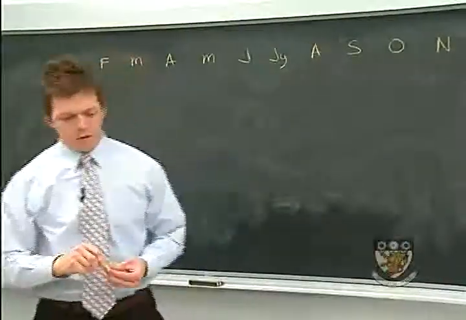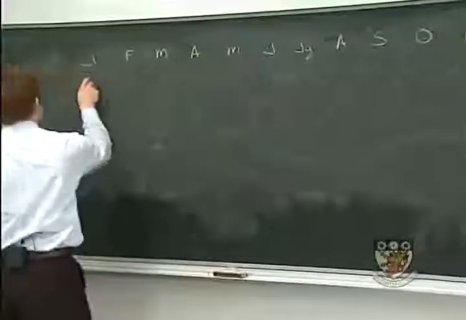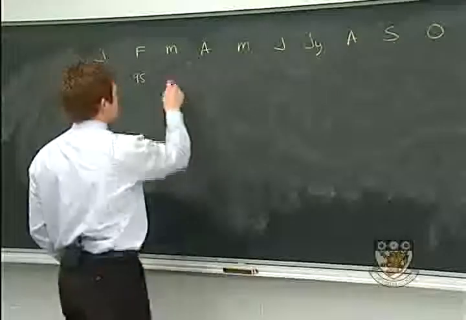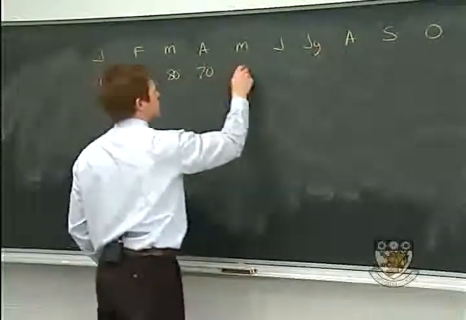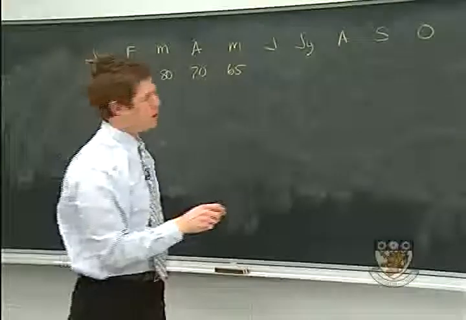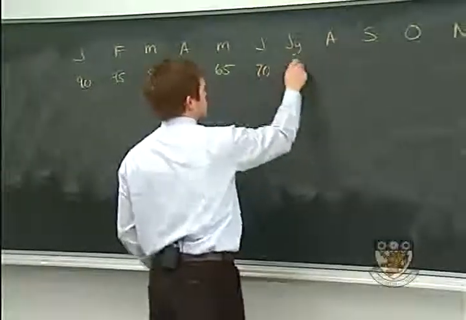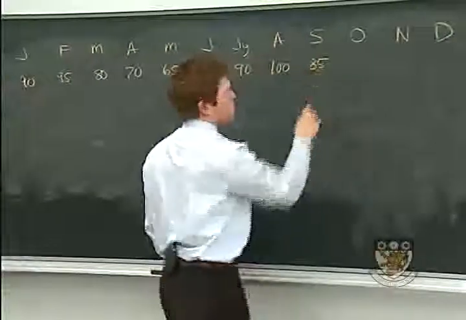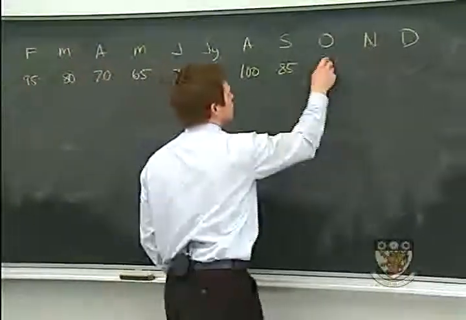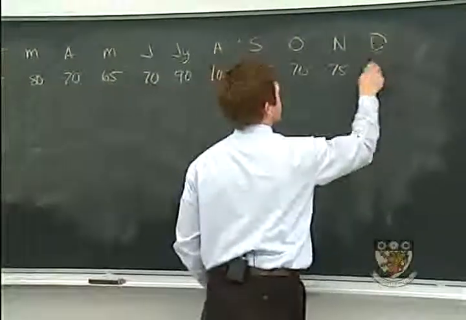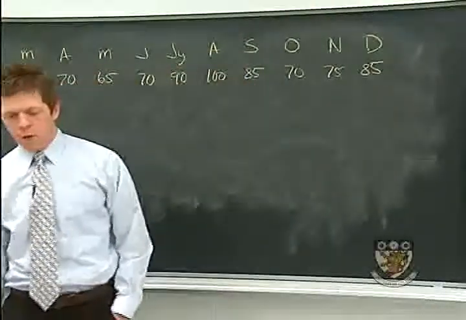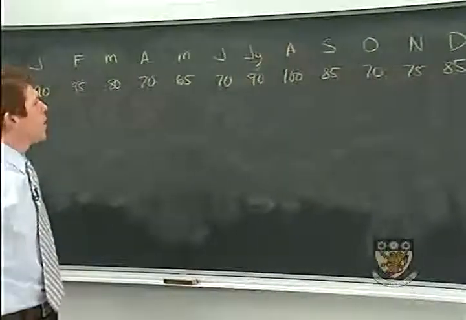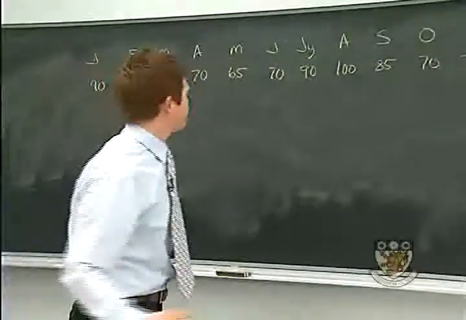In each of these months, your utility bill was 90, 95, 80, 70, 65, 70, 90, 100, 85, 70, 75, and 85. We want to find out what's the mean, median, the mode, and the range of our bills here.